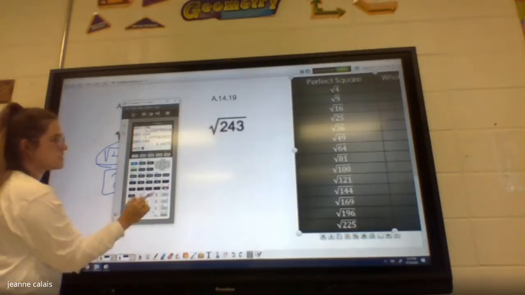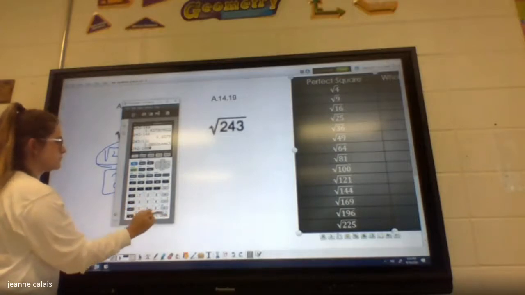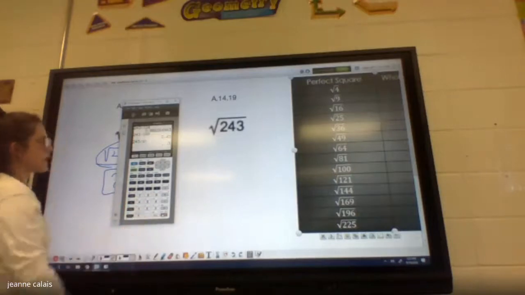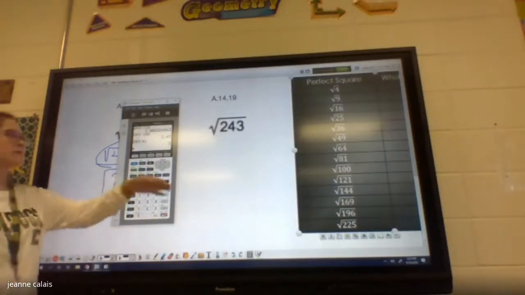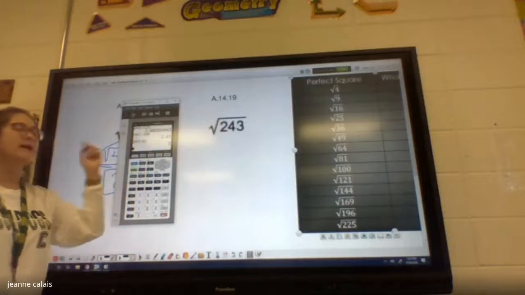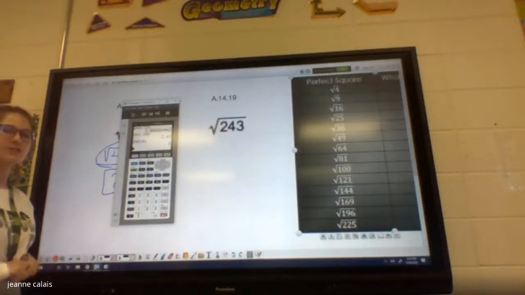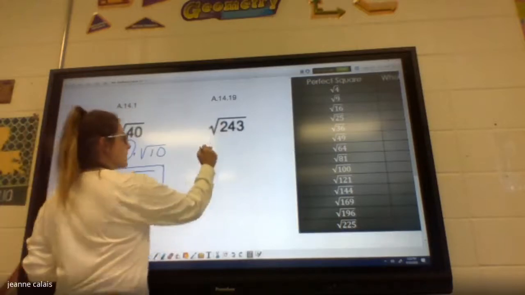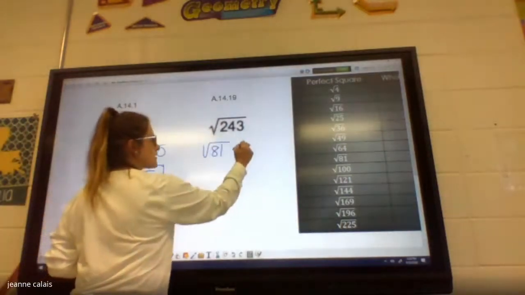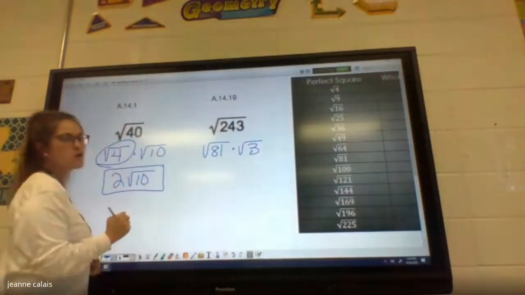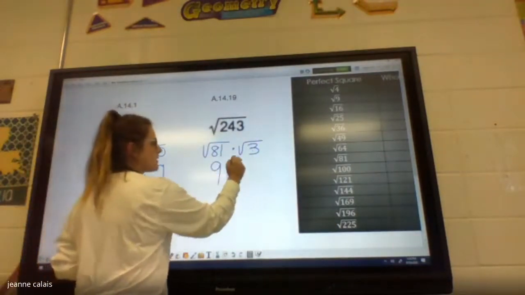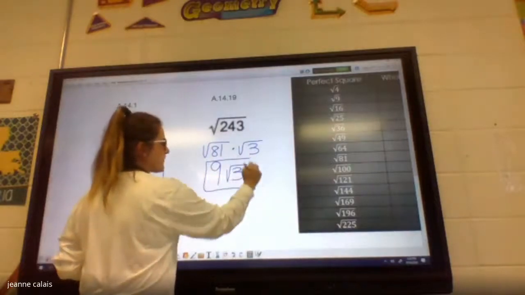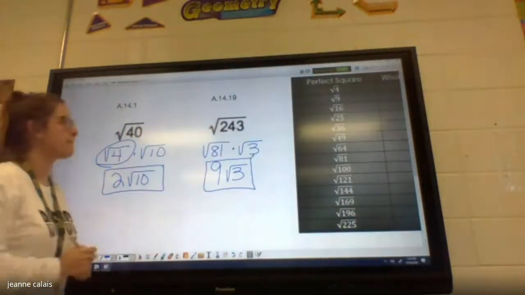So 243 divided by 121. You might have skipped all the way to the beginning and missed that the perfect square that goes into 243 is 81. So the square root of 81 times the square root of 3. The square root of 81 is 9. Then the other factor just follows.